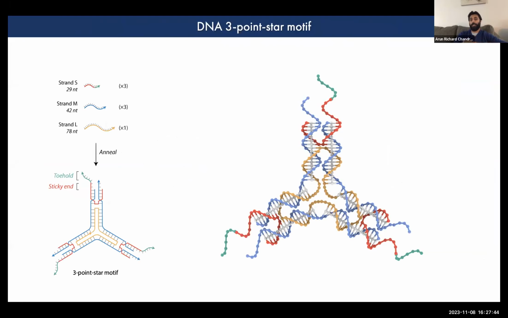The stability then has several different parameters. For structures to be able to assemble, each arm across the crossover should be about 10 to 12 base pairs.